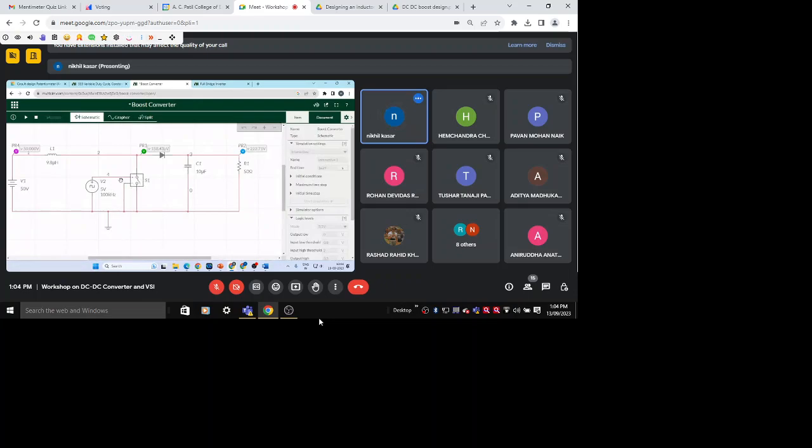Now, implementing this practically, we obviously need some DC supply. A 50-volt DC supply you can generate by using, suppose, batteries, or maybe a converter. That could be any DC source.